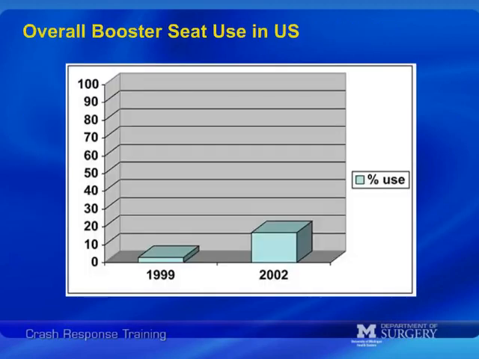Unfortunately, at the current time, we have less than optimal booster seat usage in the United States. As of 2002, it's less than 20%. At the current time, it's less still than 30%. A tremendous amount of public education is required.